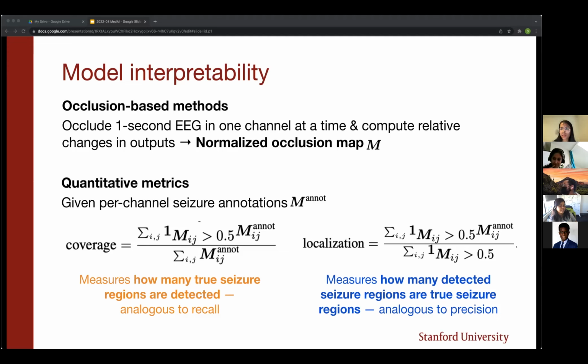This is just a simple occlusion method. I believe other more advanced methods can be used to more accurately capture the interpretability.